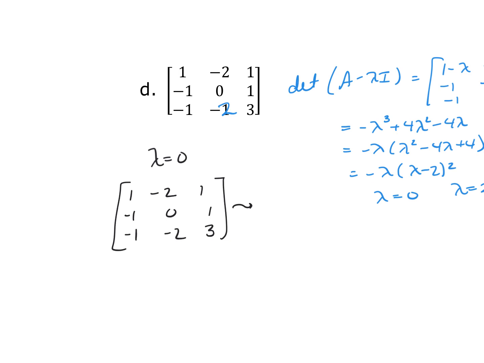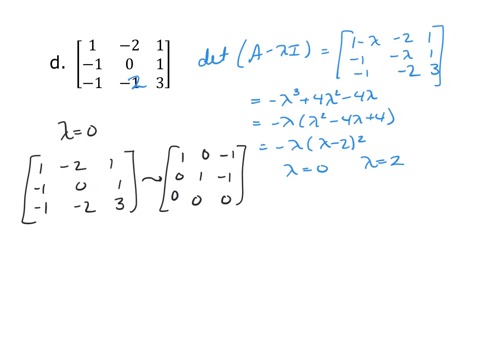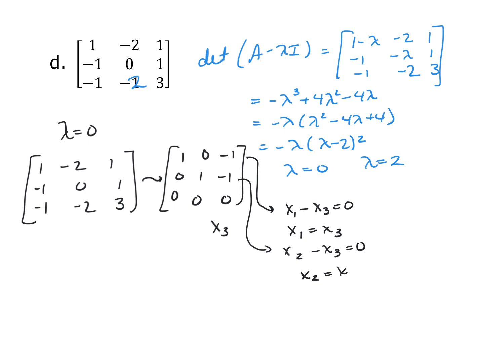Now, this is going to row reduce rather nicely into 1, 0, 0, 0, 1, 0, and -1, -1, and 0. My x sub 3 is my free variable. Starting with this first row, I get x sub 1 minus x sub 3 is equal to 0, so x sub 1 is equal to x sub 3. From the second row, I get x sub 2 minus x sub 3 is equal to 0. That means my x sub 2 is equal to x sub 3.